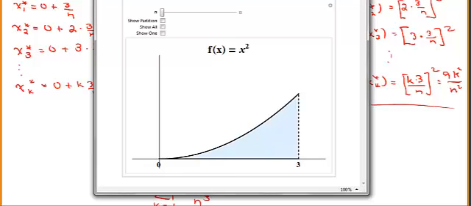Okay, and so this is how we do this. We won't do this very often. We'll have a slicker way to do this in section 5.6.